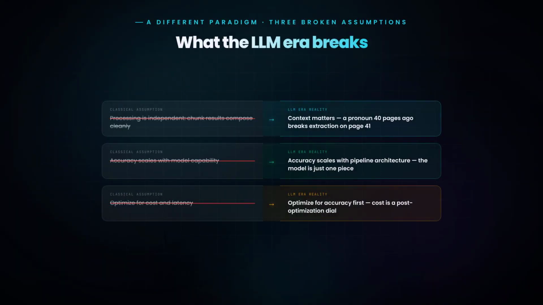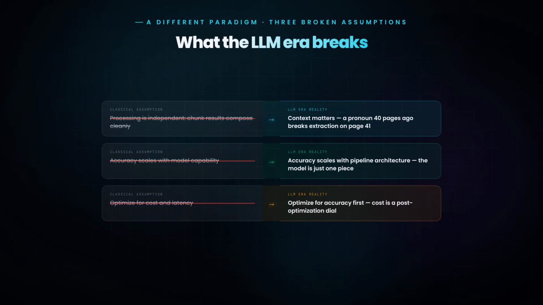Traditional query optimizers rest on three assumptions. Operator correctness is guaranteed regardless of physical implementation. A hash join and a nested loop join return the same result. Subplans are independent. You can optimize in isolation, use dynamic programming, compose the best subplans. And cost is what you're minimizing.